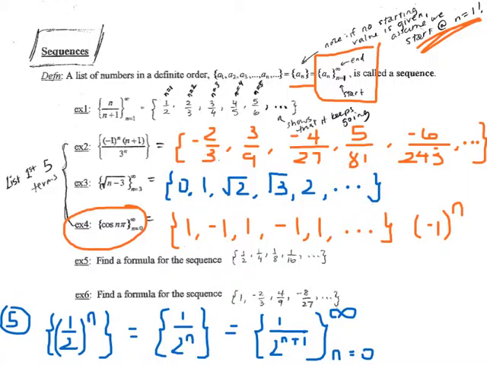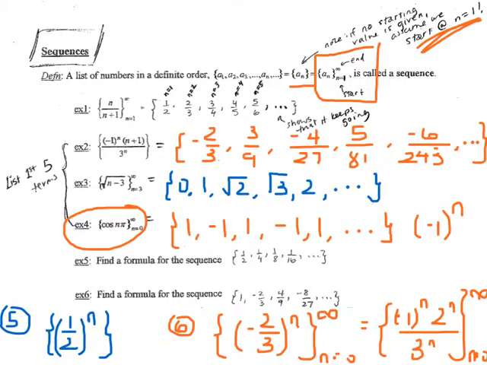I can actually start this at n equals 0 instead of starting at n equals 1, and then instead of having 1 over 2 to the n, I'd have 1 over 2 to the n plus 1, okay? I could write this a million different ways. I can write it infinitely many different ways, and it would all represent the same sequence. All right, so try number 6. Pause, come back to me.